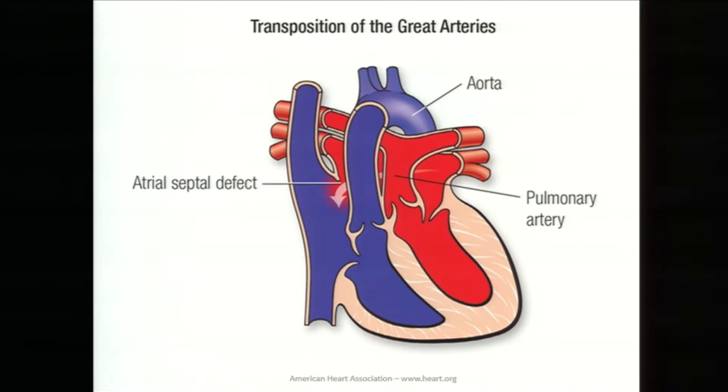Specifically, D-transposition. What's the D for? The D's for dextro, because in this disorder, the aorta is rightward and anterior. That will be different than L-transposition, which we will talk about in like two slides right at the very end of this.